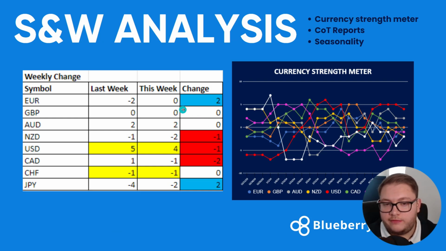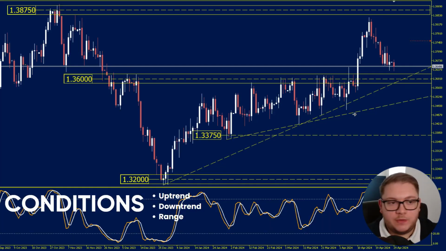Now, looking at the strength and weakness analysis of the currencies this week, we can see CAD did lose a little bit of strength overall last week. Against the dollar, it is stronger at the moment. The dollar is losing a little bit of ground as well in that reversal zone, but I think the dollar is poised for another move. We just need to wait for the right setup, and that brings me to the conditions of this market.